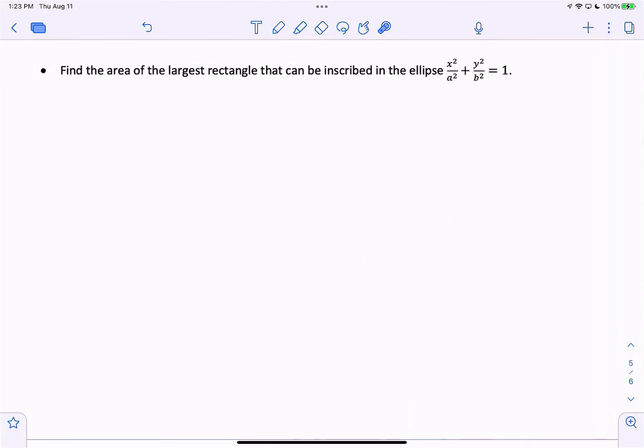Find the area of the largest rectangle that can be inscribed in the ellipse x squared over a squared plus y squared over b squared is equal to 1. First thing I'm going to do is introduce a set of x, y axes.